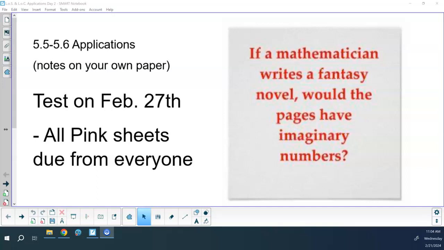So we're going to wrap up application problems today. We're going to start reviewing tomorrow. We'll continue reviewing on Friday. Then Tuesday is your test. And all things pink are due on Tuesday. Okay? All things pink due on the Tuesday.